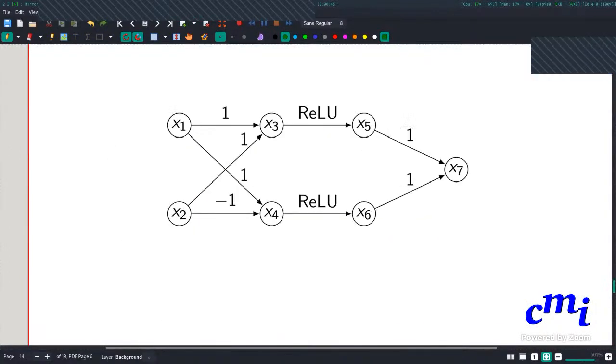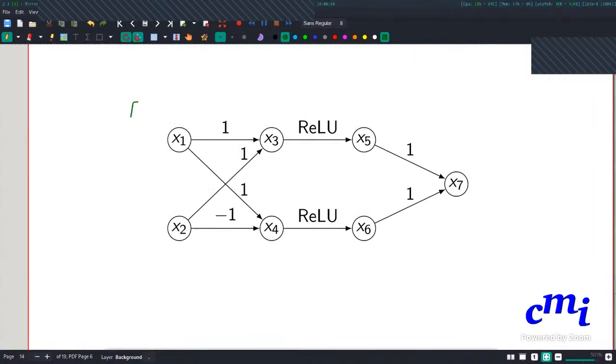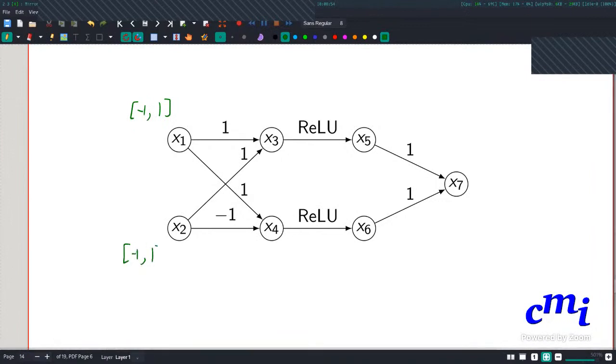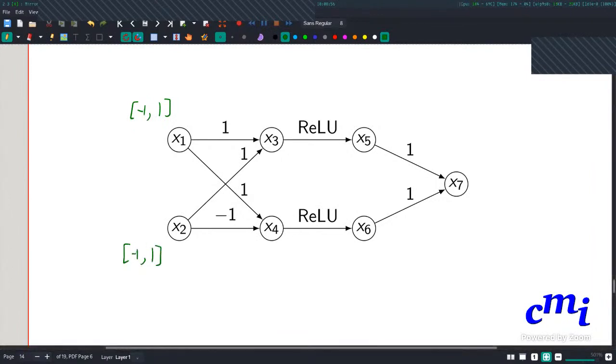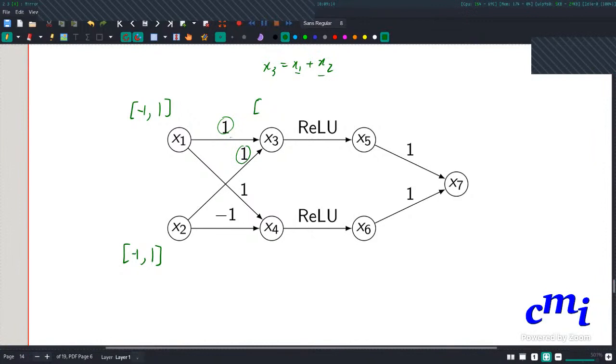Again, for this network, the intervals on the input side are just -1, 1. Now tell me, what will the interval for x3 be? Remember that x3 is equal to x1 plus x2. This is 1, so it's 1 times x1, and this is also 1, so it's 1 times x2. So x3 is equal to x1 plus x2.